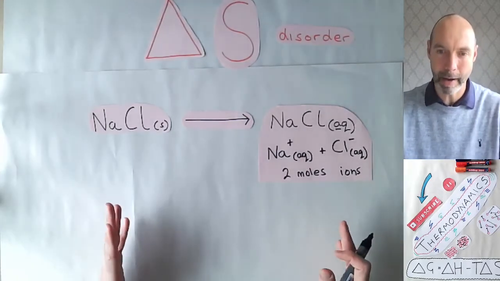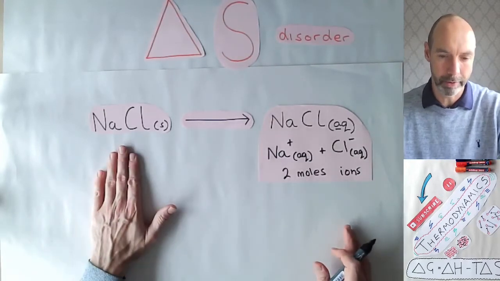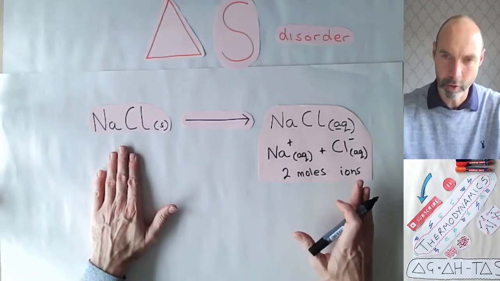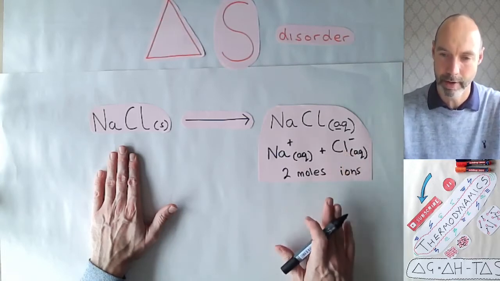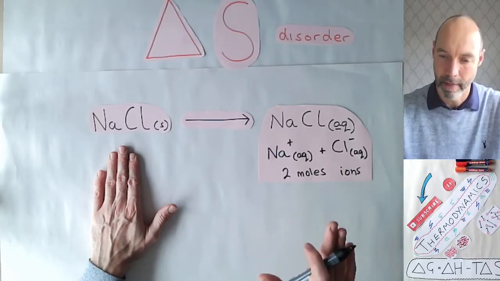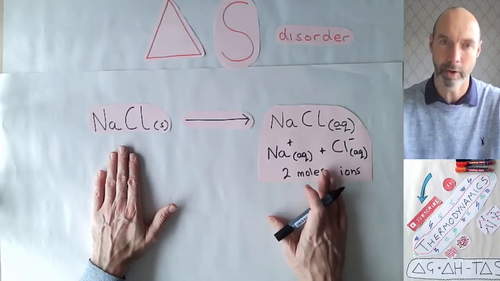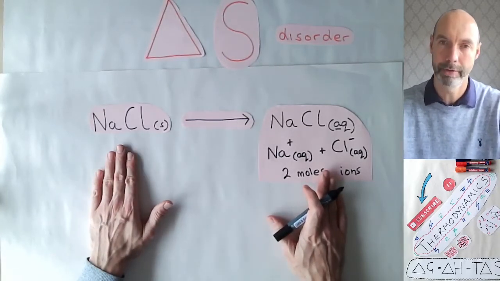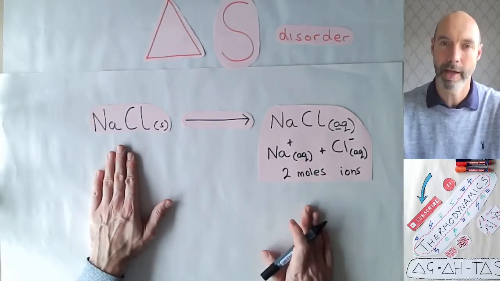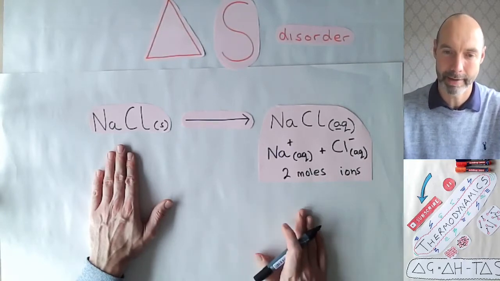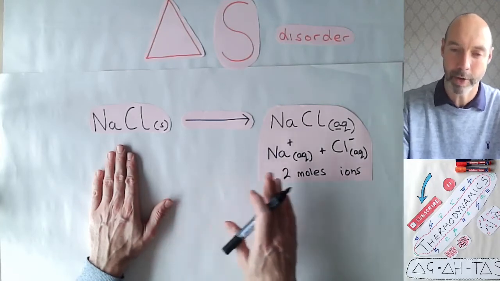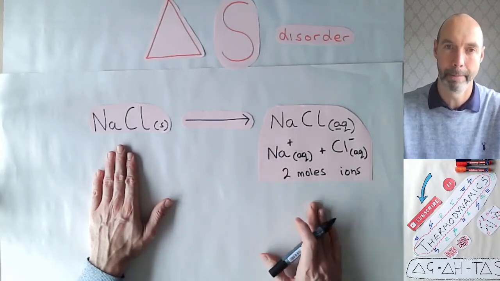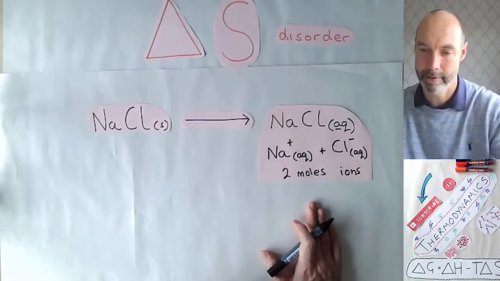Now let's think about the disorder. 1 mole of solid or 2 moles of aqueous ions. Aqueous ions being in solution, being able to move, have a much higher disorder than 1 mole of solid. So our prediction here would be that delta S is positive. This would be an increase in disorder, hence a positive delta S.